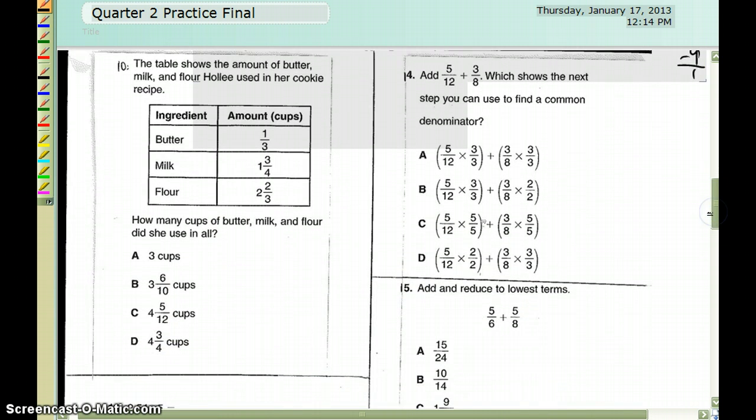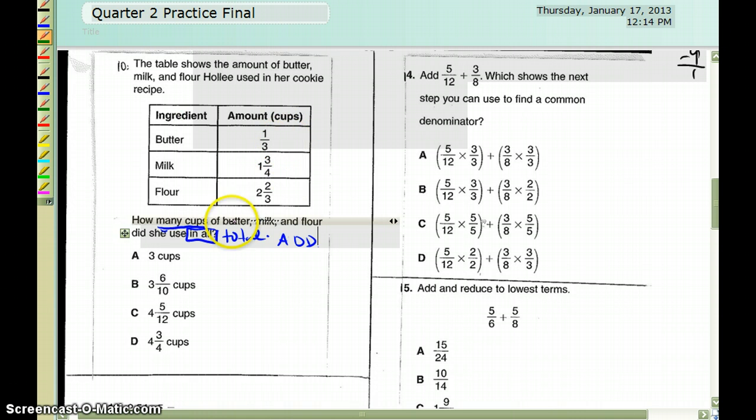Number 10. The information here shows me that Holly is making cookies and she needs butter, milk, and flour. And then the question is asking how many cups of the butter, milk, and flour did she use in all. That's our keyword, all. All means a total, and total means addition. So I'm going to be adding all these fractions up.